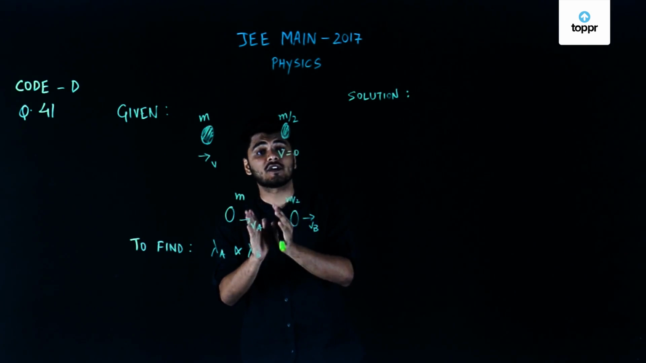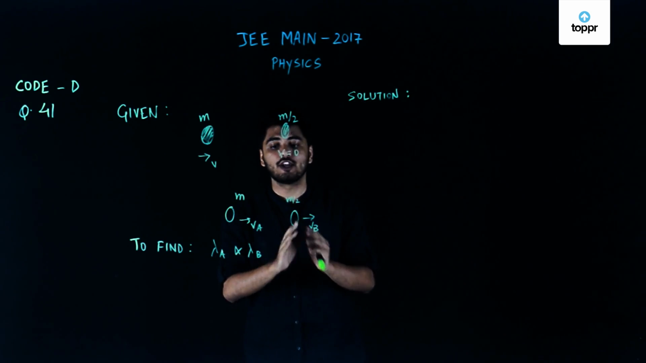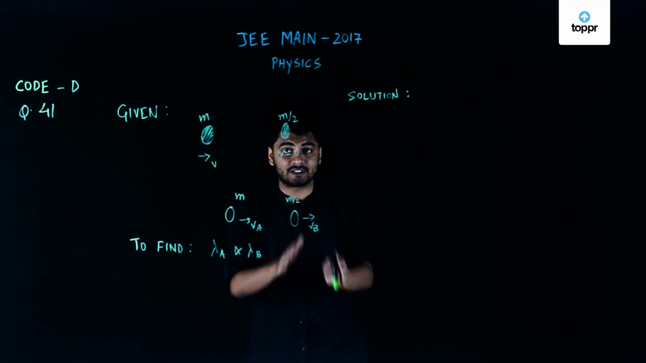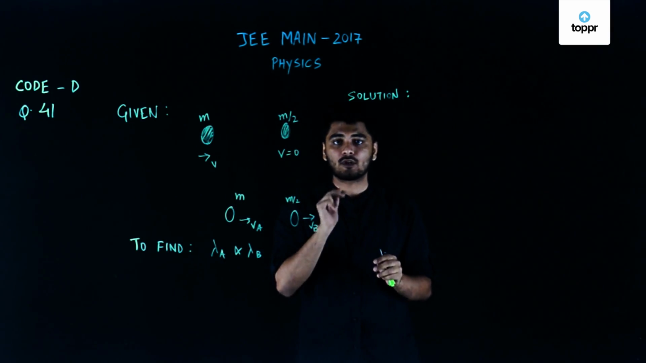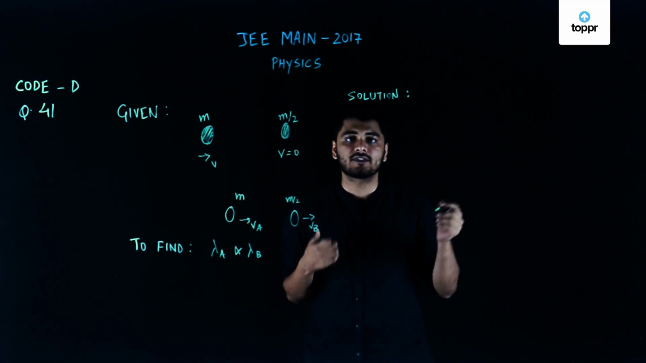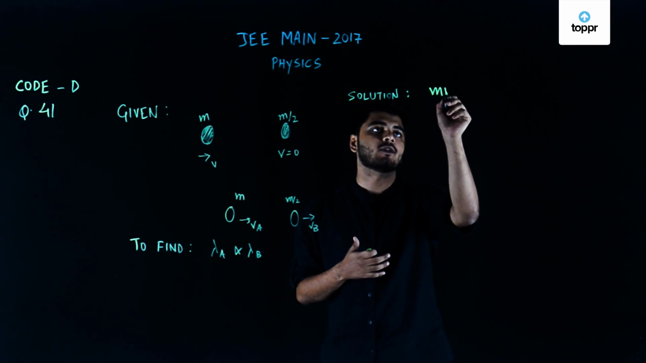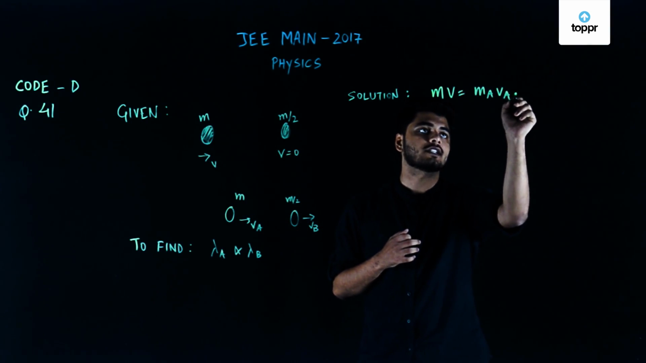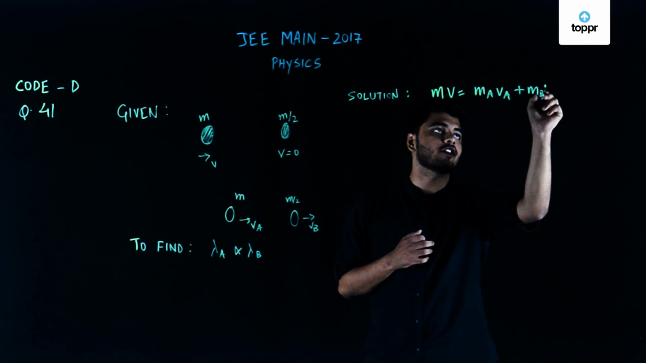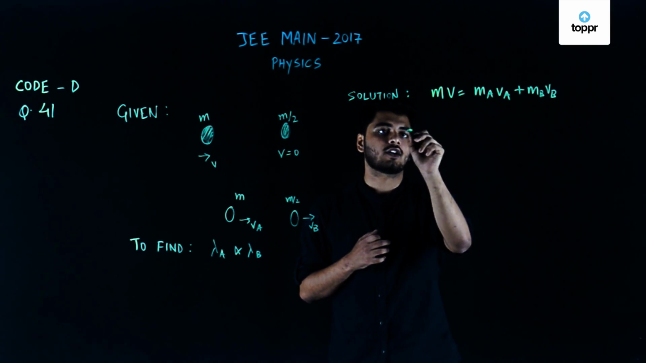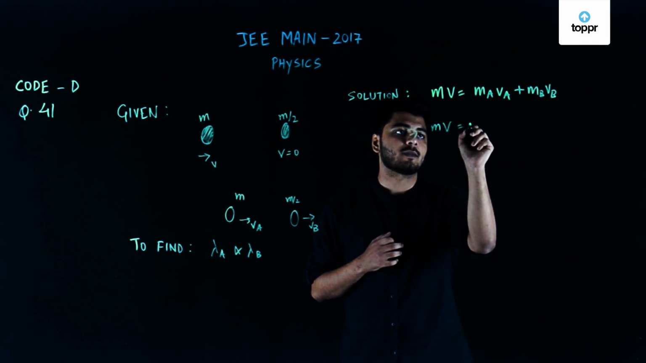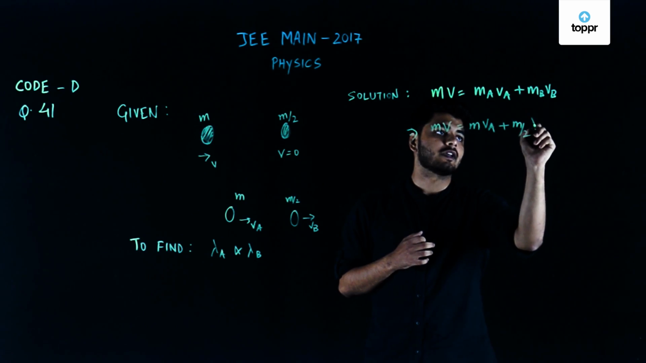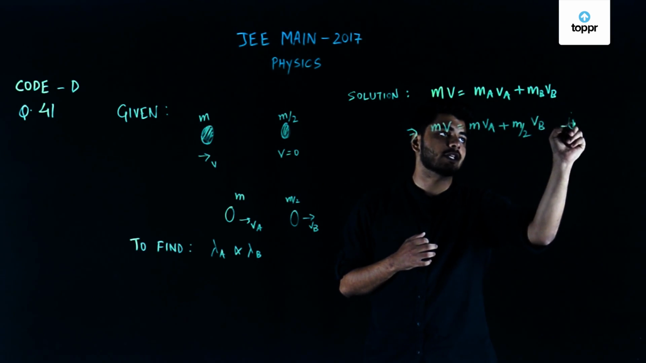Now, in order to find the ratio of the de Broglie wavelengths, we first need to determine what would be the final velocity of A and B after this elastic collision. So, it's a head-on elastic collision, and we'll have to apply two things over here. First is the principle of conservation of momentum. Initially the momentum was mv, which equals mass of A into velocity of A after collision plus mass of B into velocity of B after collision. So, mv equals m times Va, which we need to find out, plus m by 2 times Vb, which we also need to find out. This is the first equation which we generate.